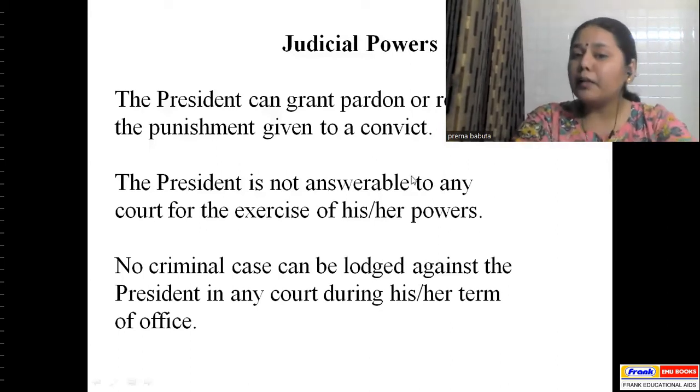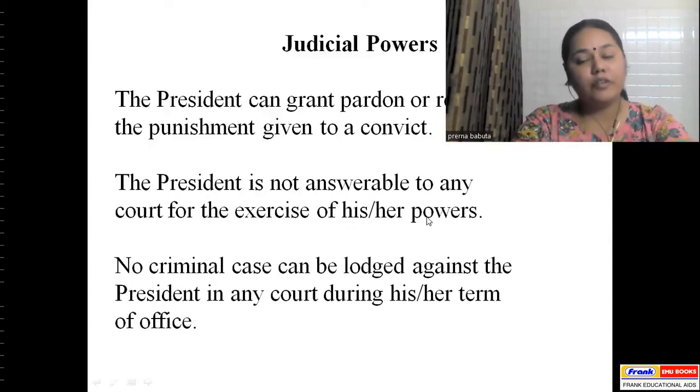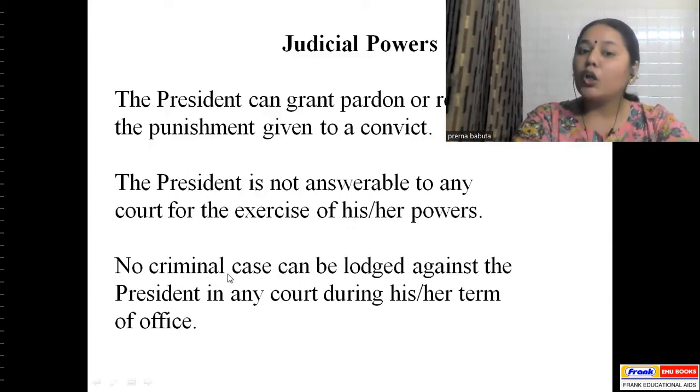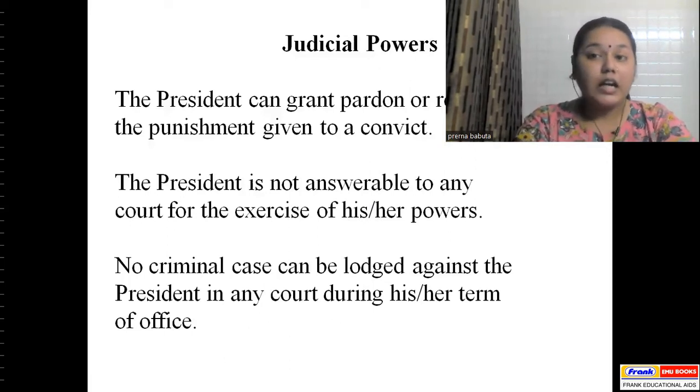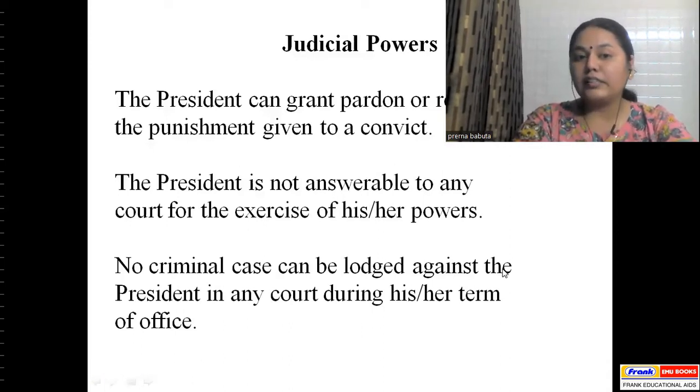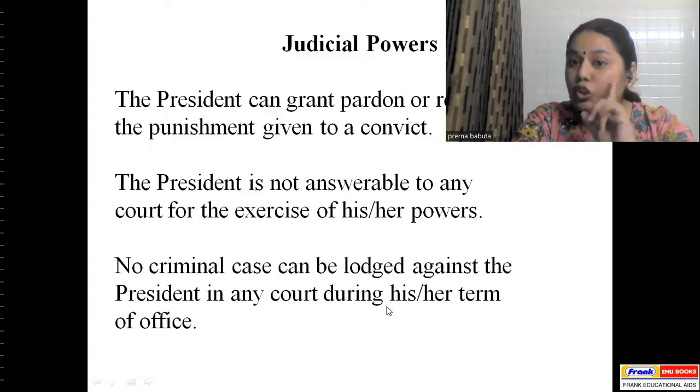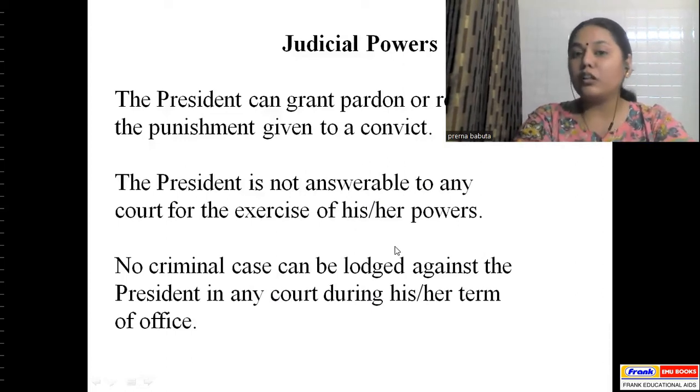He is not answerable to any court for the exercise of his or her powers. No criminal cases can be lodged against the president in any court during his or her term of office. Understand this line. It says no criminal cases can be lodged against the president in any court during his or her term of office.